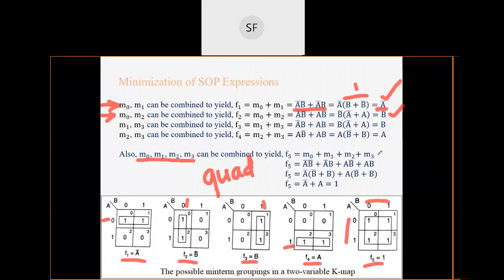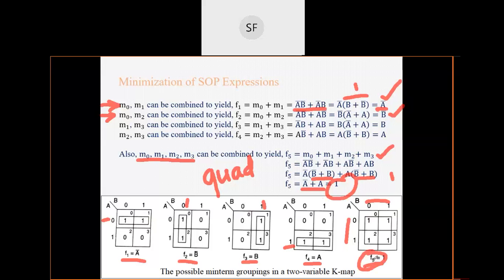The same can be proved by using algebraic methods. So just put the values here: a bar b bar plus a bar b plus a b bar plus a b. Again, a bar आपने common निकाला, in this bracket it becomes b bar plus b. Here you have taken a common, b bar plus b. b bar plus b is nothing but 1. So 1 into a will be a and 1 into a bar will be a bar. So again a bar plus a will always be 1. So hence you got the value of function f5 as 1.